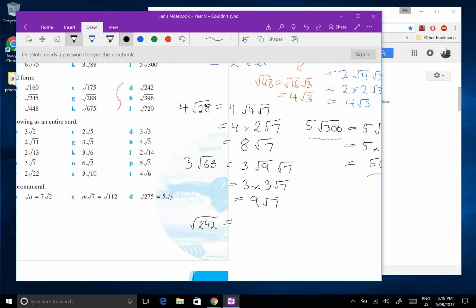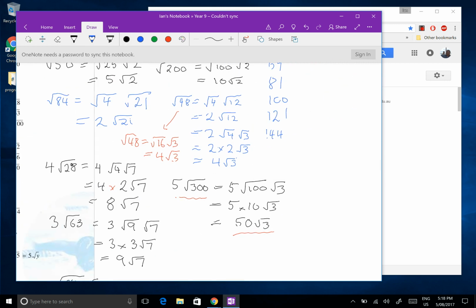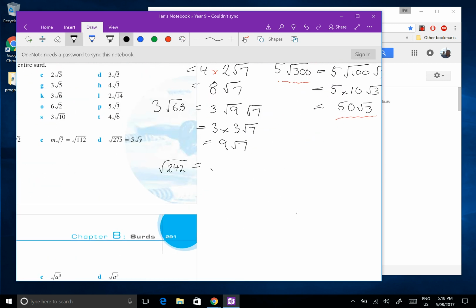121. There we go. 121 goes into it. Lucky I know my square numbers. Root 121 is 11, and there's 2 of those. 2 times 121. That gives me 11 root 2. That was a hard one.